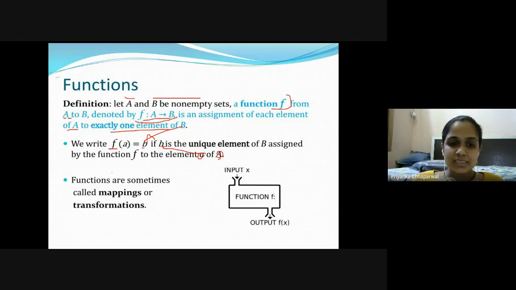Functions are sometimes called mappings and transformations. In a function we have an input. What is the value of x? The value of x is 2, 3, 4. Whatever the value of x, we put it in the function, whatever function we have been given. We just put the value, then we get one output. So it is known as a function.